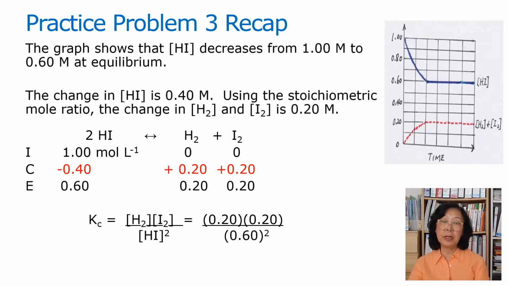Now we substitute it into the Kc expression. And don't forget to raise that 0.6 to the power of 2. And we come up with a Kc value of 0.11.